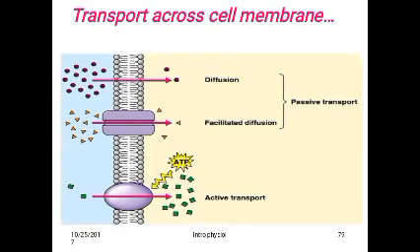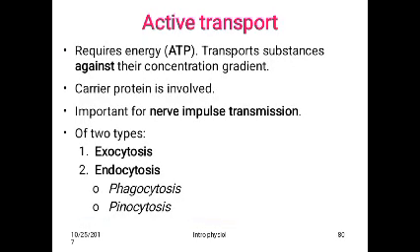Transport across the cell membrane. The diagram looks like this. Active transport requires energy, or ATP, to transport substances against their concentration gradient. A carrier protein is involved, important for nerve impulse transmission. It is of 2 types: 1. Exocytosis, 2. Endocytosis.